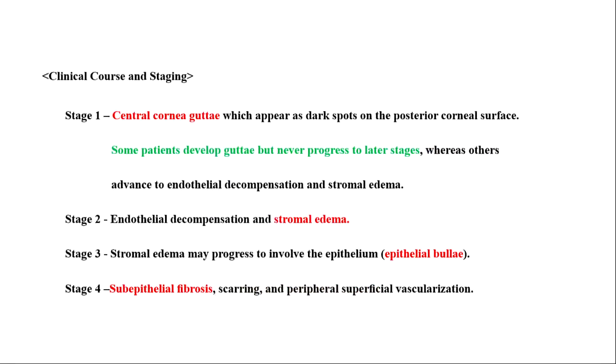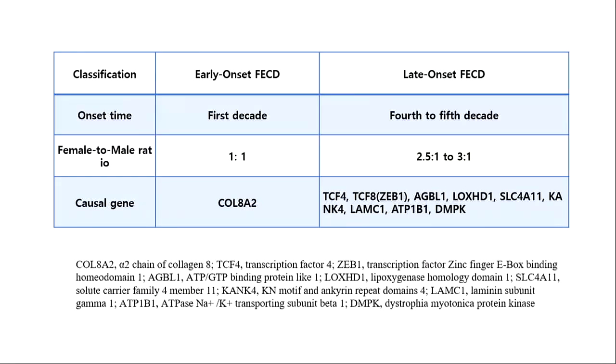Fuchs dystrophy also has stages. In stage 1, there are small central guttae. It is noteworthy that while some patients develop guttae at this stage, they may not progress to later stages. Fuchs dystrophy can be categorized as early onset and late onset. Late onset is more prevalent, typically observed in the fifth decade, with a higher incidence in females.